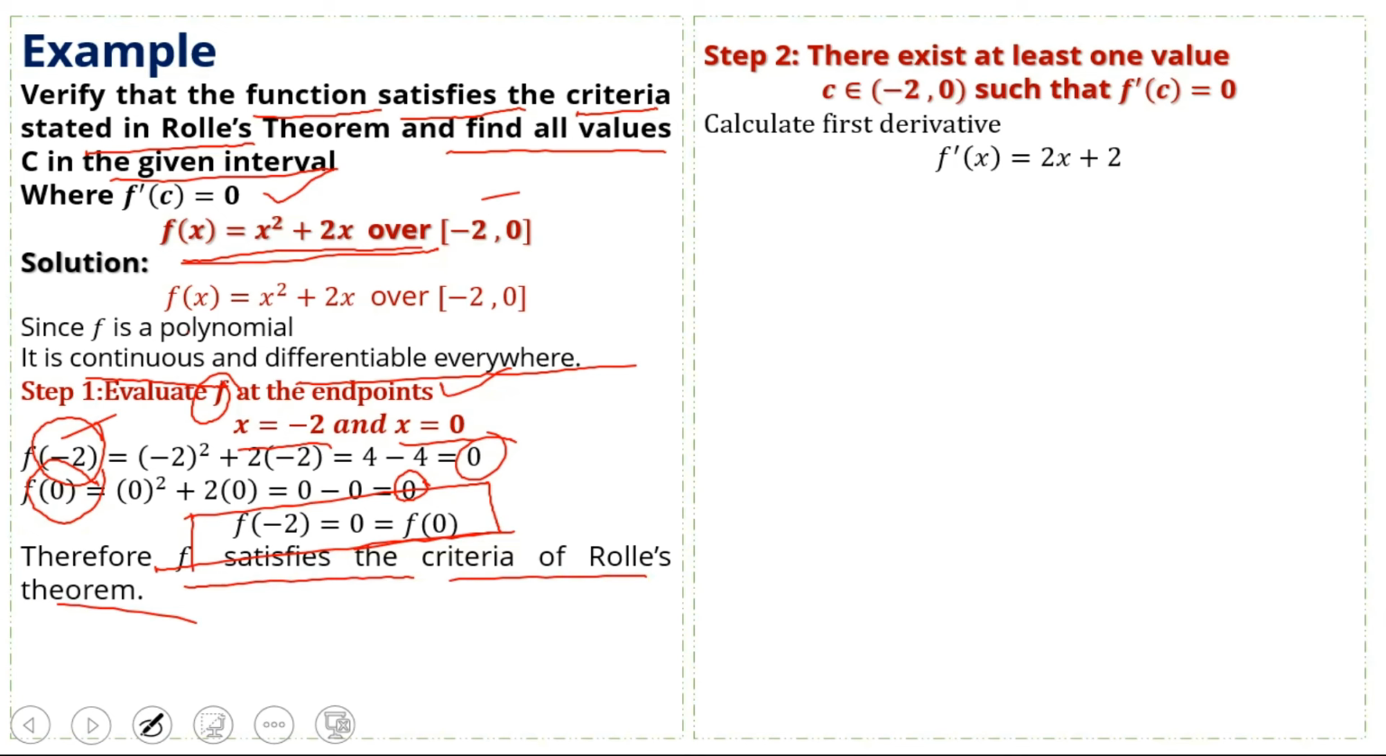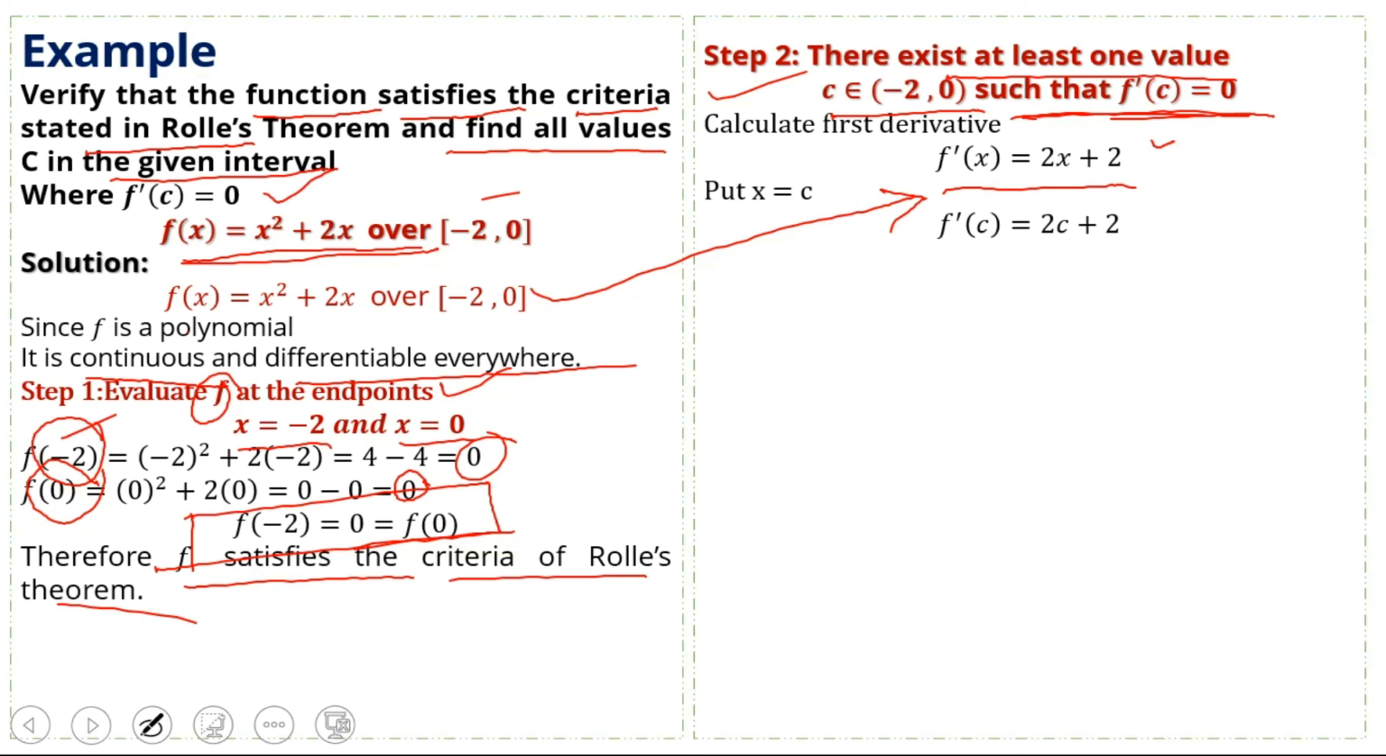Step 2: there exists at least one value c belonging to our open interval such that at this point the derivative of the function is 0. First we calculate the derivative of the given function, and the derivative is f'(x) = 2x + 2. Now we put x equal to c, and set f'(c) equal to 0 to calculate the interior point c.